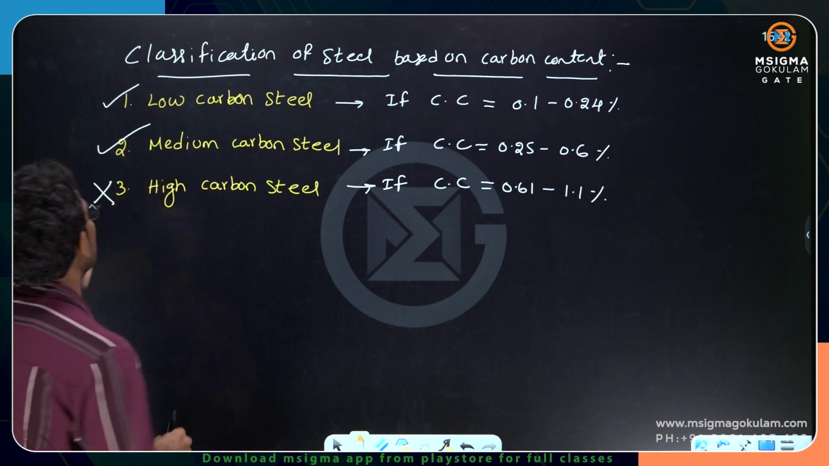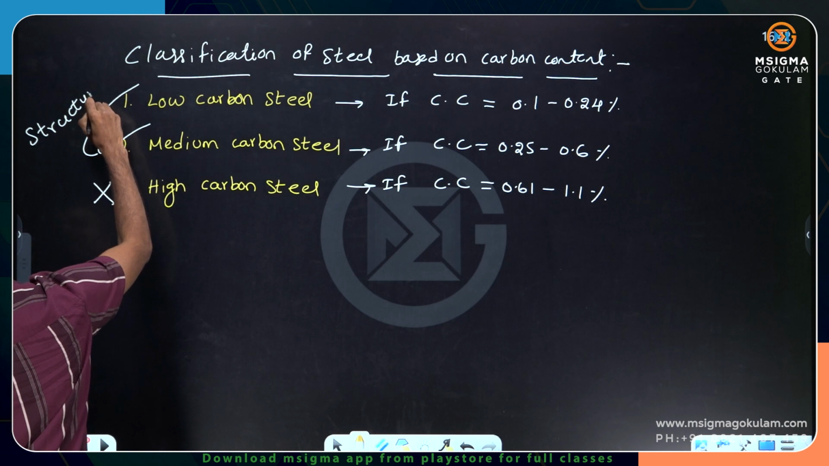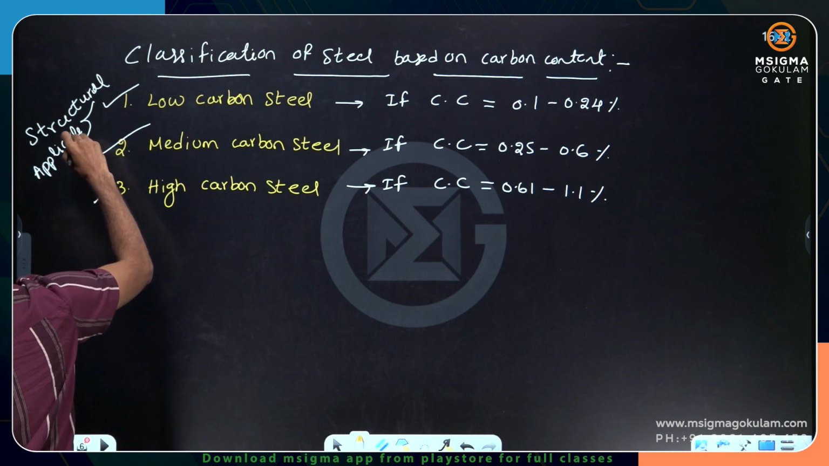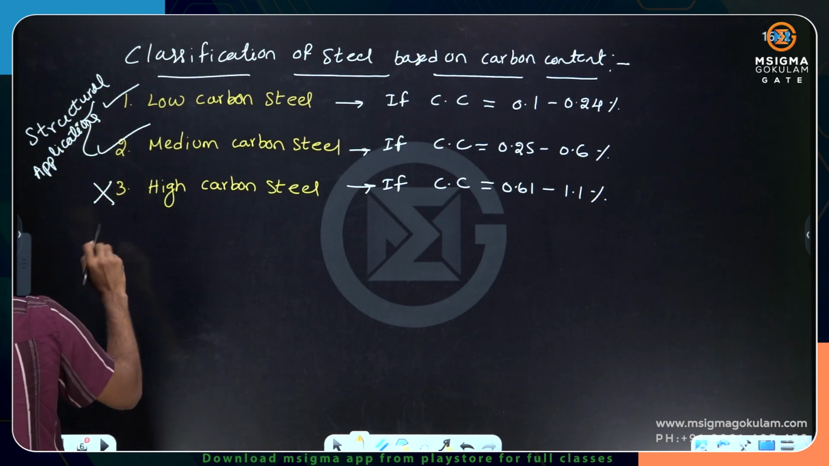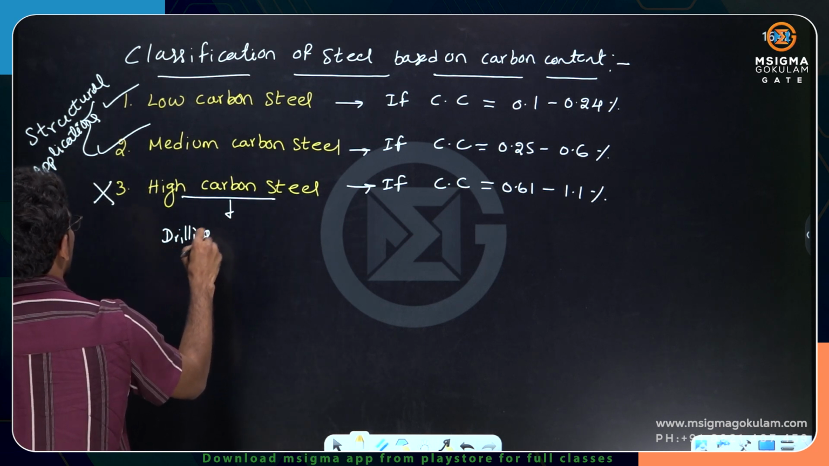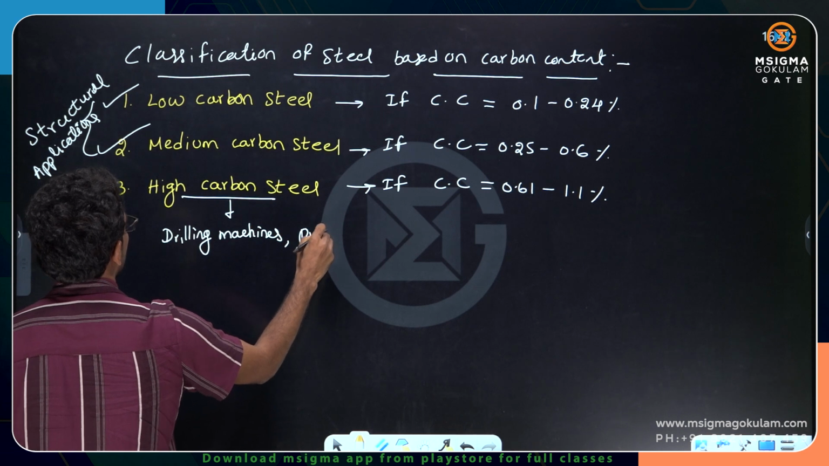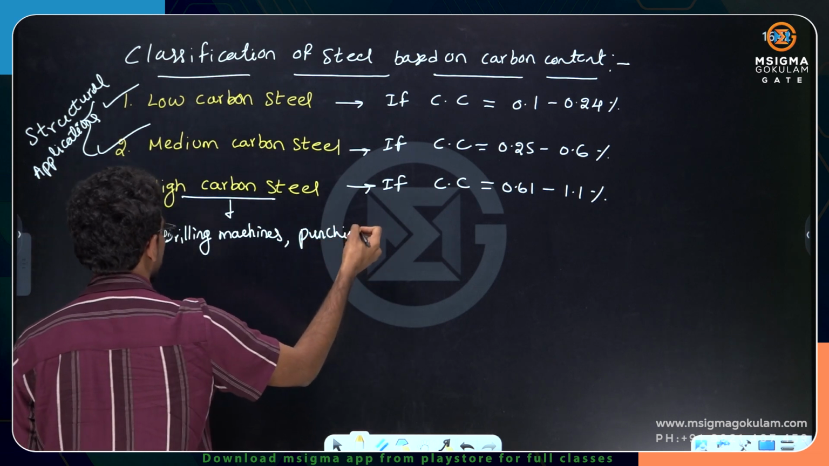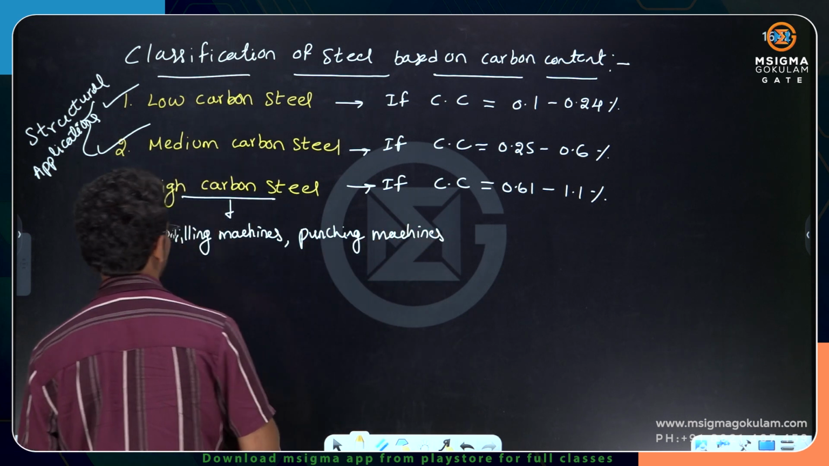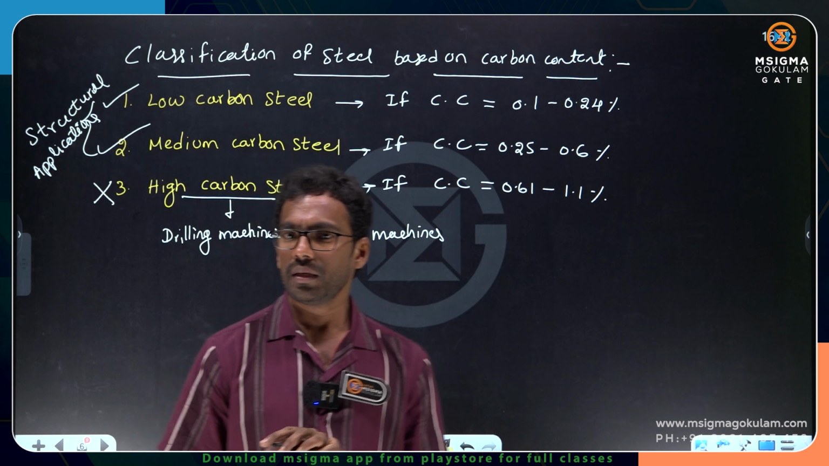But for structural applications, we use only these two. Please understand this. We prefer to have only these two. Whereas for non-structural applications like drilling machines, punching machines, any kind of work where strength is the very important thing, if you want to make bore holes, all these things basically come under high carbon steel. Fine. Now, this is the classification of steel based on the carbon content.